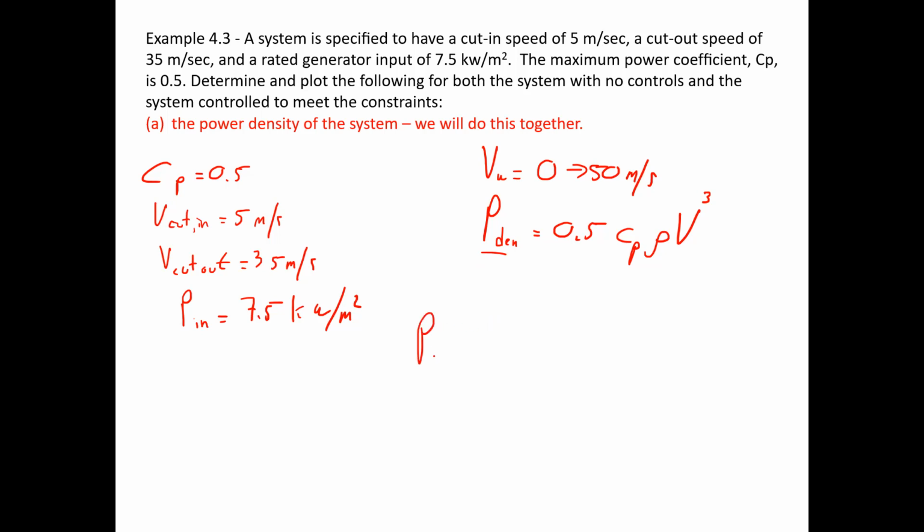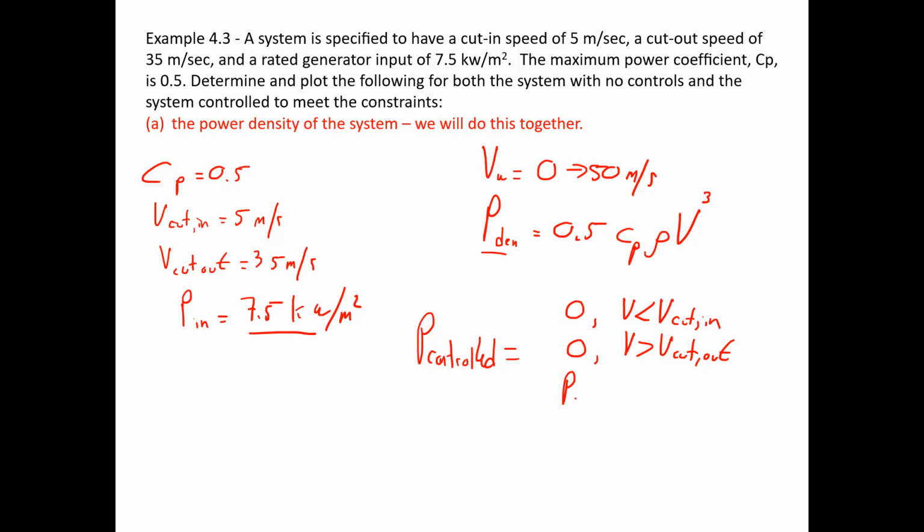For the controlled power density, again, we're going to split this up into several regimes. We're going to start with a power density of 0 for when the wind velocity is less than the cut-in. And we're also going to say that the power density is 0 for when the velocity is greater than cut out.